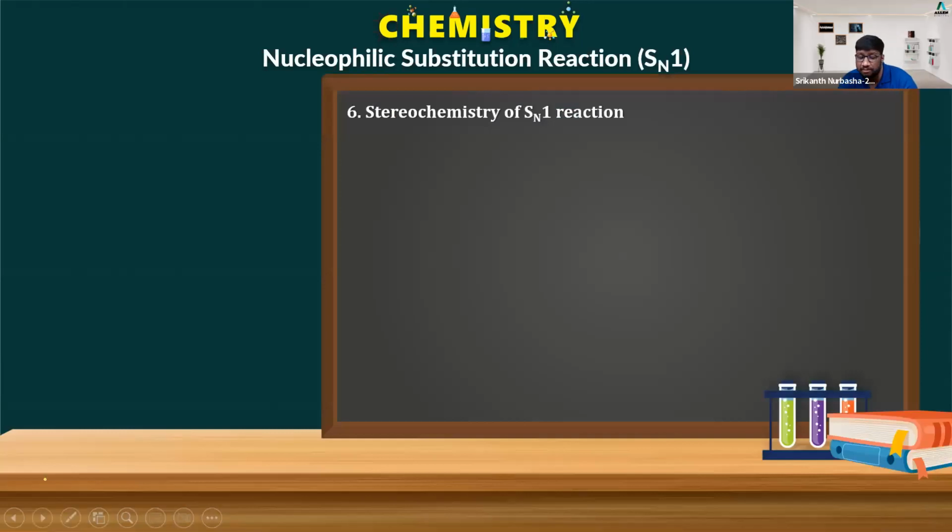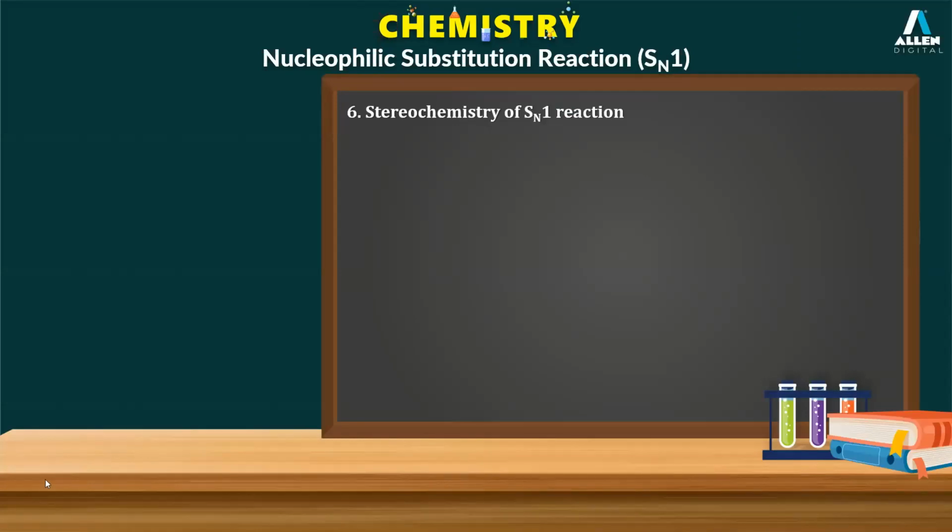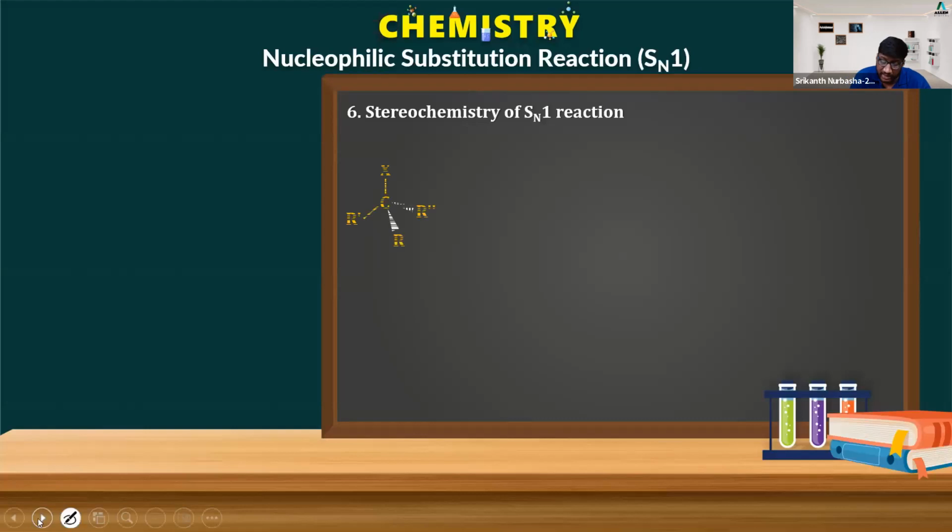Stereochemistry, who can answer? SN1 reaction stereochemistry. What happens? Racemization or inversion or partial racemization or retention? Partial racemization occurs. If partial racemization is not given in the options, then you can go with racemization. But exactly partial racemization occurs. Why partial racemization? Because the leaving group, whatever is obtained, is not diffused greatly.